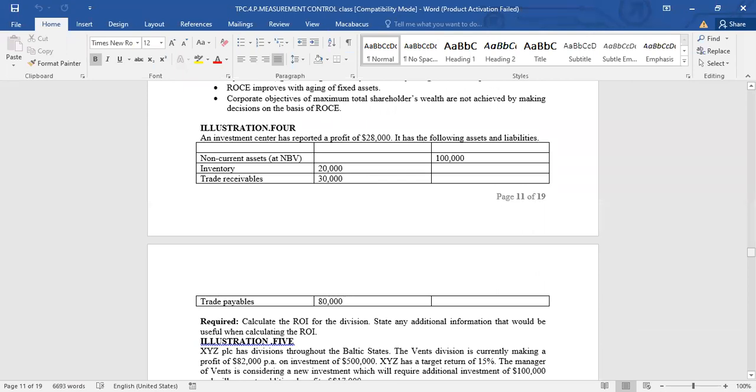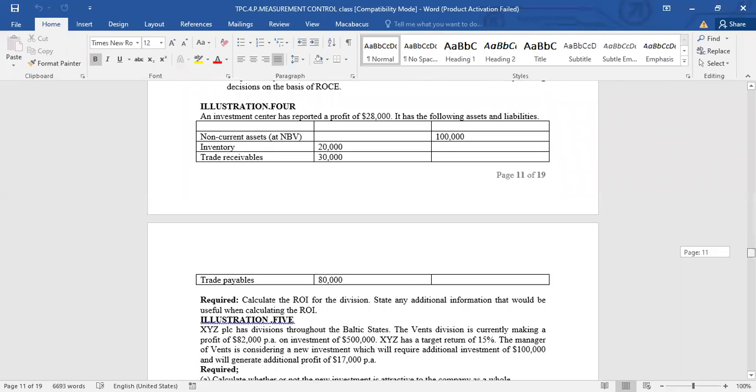So illustration 4, this one was straightforward. He said compute return on investment. I think we've spent time on return on investment, so this will be the last one I will do. Return, we know that is profit, the 28M, over total investment, what I said, capital employed.